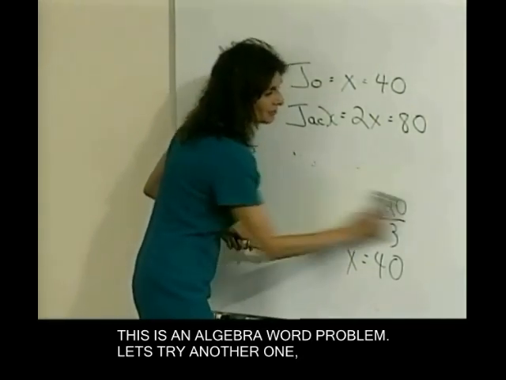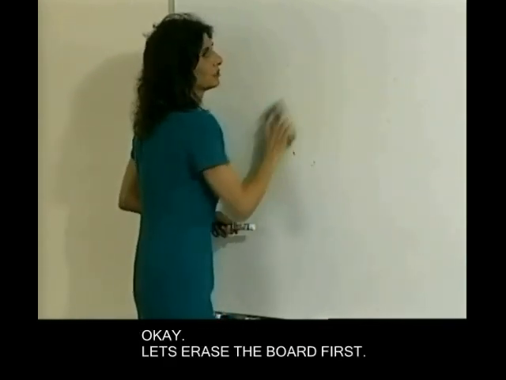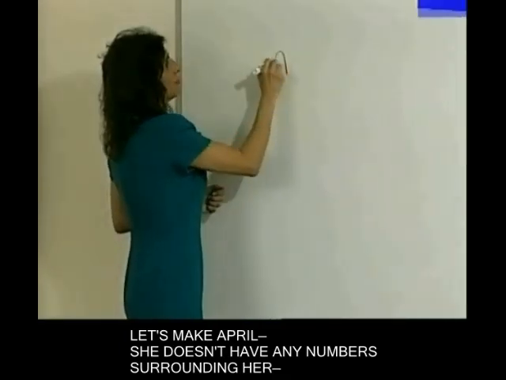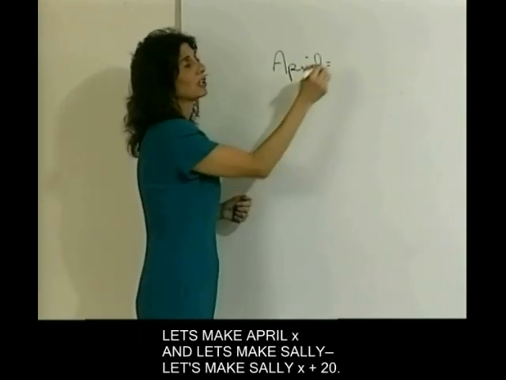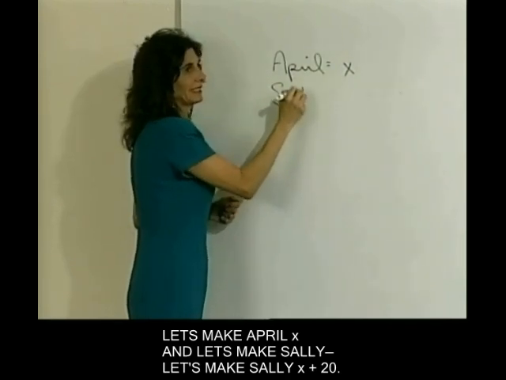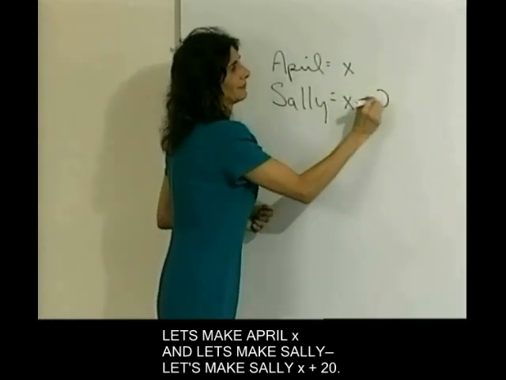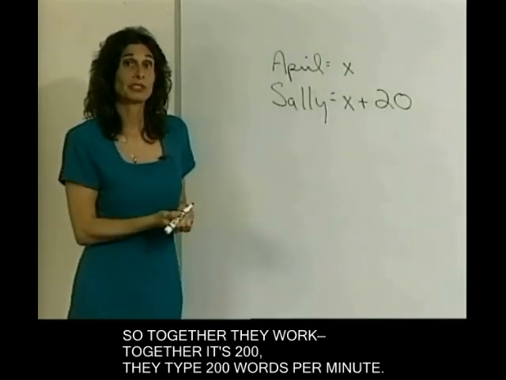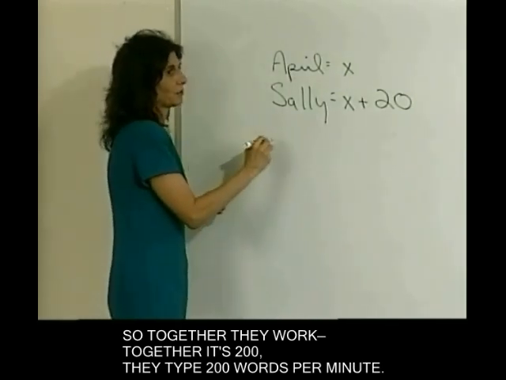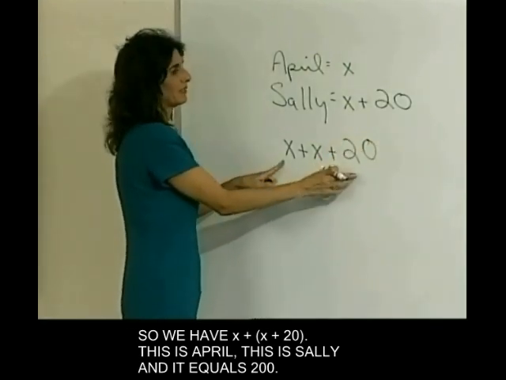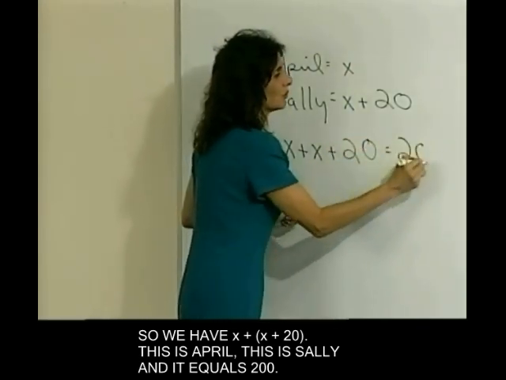Let's try another one. Are you ready? Here we go. Okay, let's erase the board first. Sally types 20 words per minute more than April. Together they type 200 words per minute. How much does Sally type? April doesn't have any numbers surrounding her, so let's make April x, and let's make Sally x plus 20. Together they type 200 words per minute. So we have x plus x plus 20. This is April, this is Sally, and it equals 200.